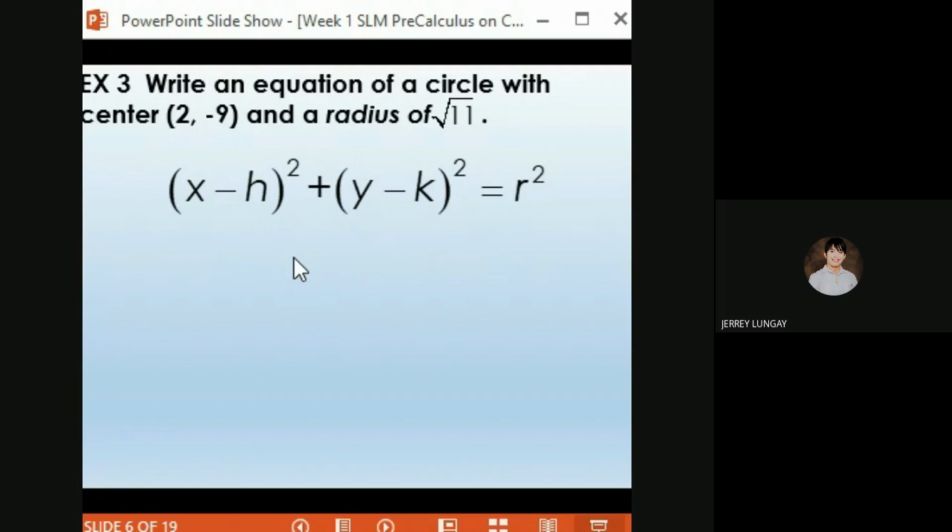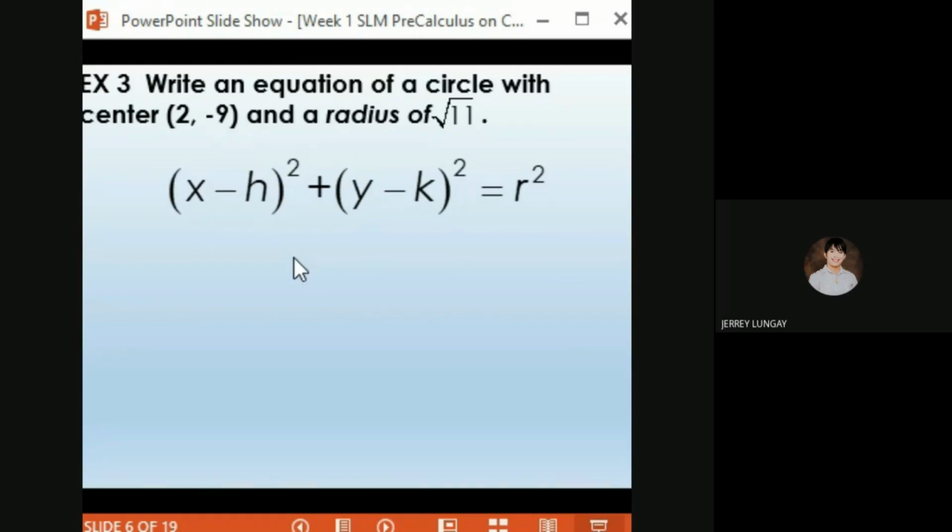Okay, Ria Jean, very good. Kindly turn on your microphone, please, and explain to your classmates. Yes, sir. Because we move 2 to h, then it becomes x minus 2 squared plus y minus negative 9 squared is equal to the square root of 11 squared. So next, it becomes x minus 2 squared plus y plus 9 squared is equal to 11.